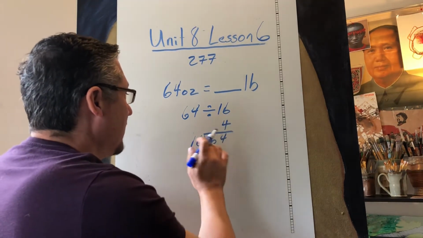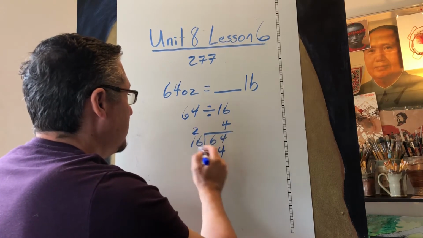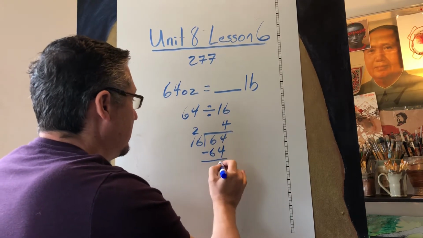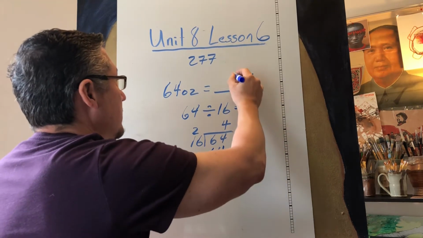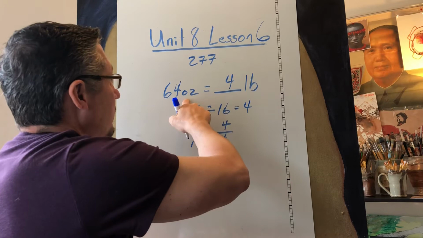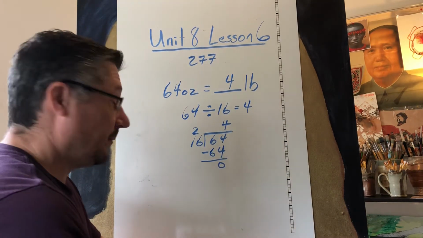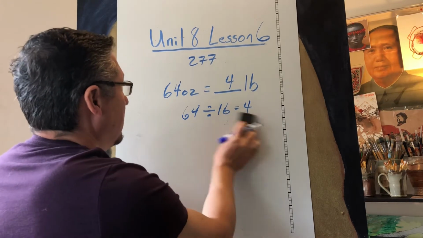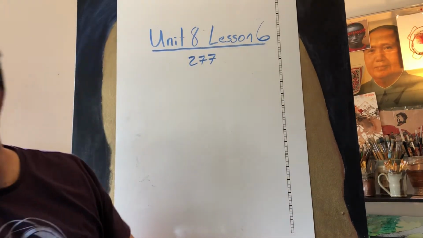Okay, 4 times 6 is 24. Carry my 2. 4 times 1 plus 2 is 6. So I did my long division. It goes in 4 times. So 64 ounces equals 4 pounds. Okay, pretty simple. All right. Let's try one the other way.